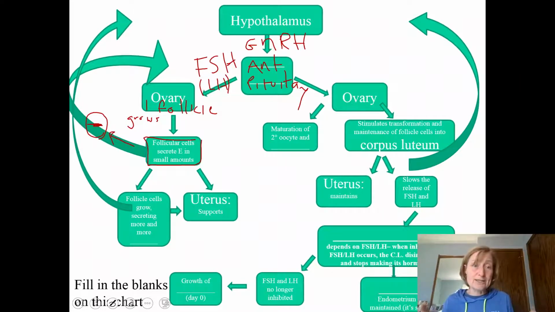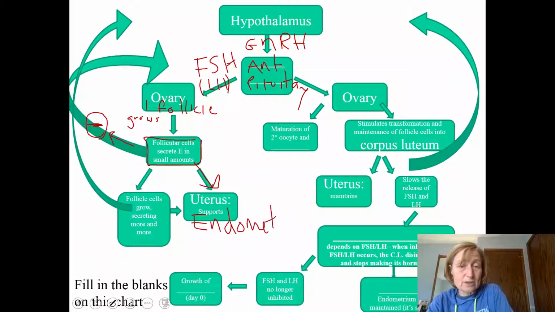Okay, but that secretion of estradiol starts to target the uterus and tells the uterus, hey, start growing your endometrium, get it going. It supports the growth of the endometrium. So the endometrial lining starts to grow and develop because of that estradiol. And as these follicular cells grow, they start secreting more and more and more estradiol. So I'm going to put E here.